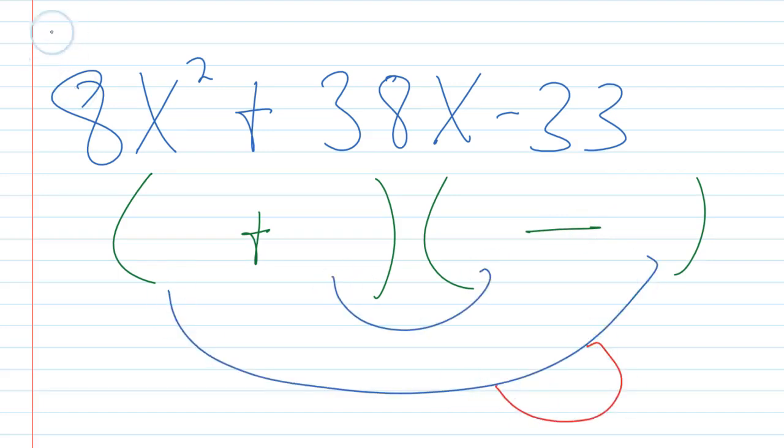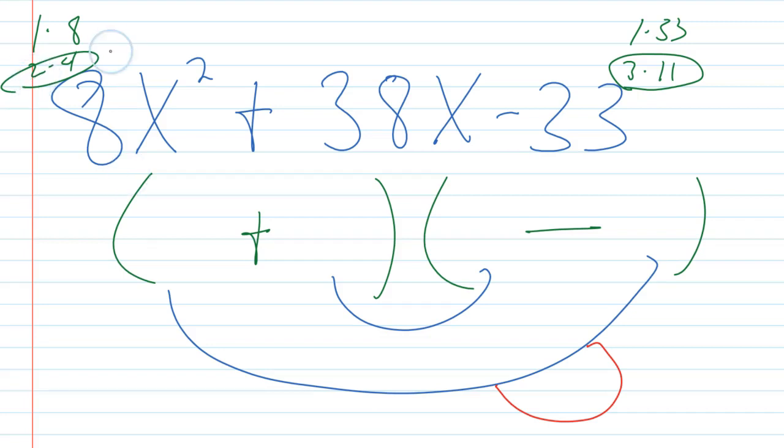Now the factors of 8, 1 times 8 and 2 times 4. And the factors of 33, 1 times 33 and 3 times 11. Now, like I said before, the numbers that are most similar to each other, the 3 and 11, and the 2 and the 4, are most likely going to be your right answers. Then we plug them in. So I have a 2 and a 4.